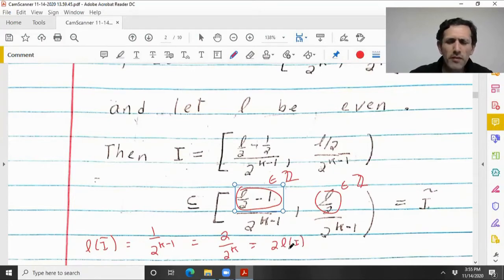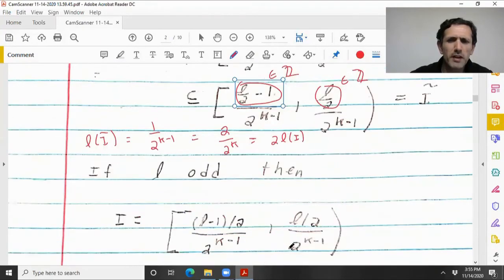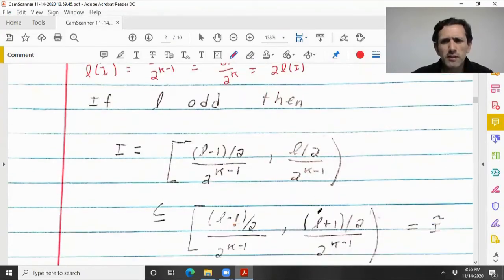Okay. Now, if L is odd, we basically do the same thing, except here we're going to leave this alone because L minus 1 is even, divide by 2 is an integer. So instead we're going to, in the numerator, add 1/2 to get a larger interval. And now both of these are integers. Right, so this is an integer here. This is an integer here.